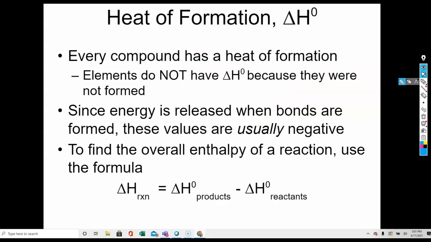When we talk about this delta H, or the change in heat energy, we are talking about the heat of formation of the products. Every compound, as the product, has a heat of formation. Elements, however, do not have a heat of formation because they were not formed. They are simply existing in nature. Since energy is released when bonds are formed, these values are usually negative. So usually you are going to have a negative delta H or an exothermic reaction.